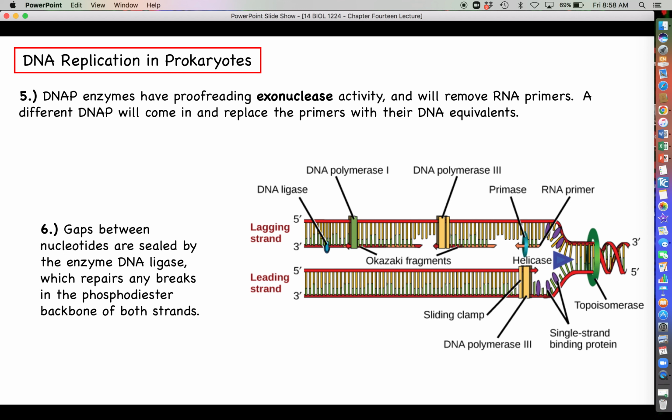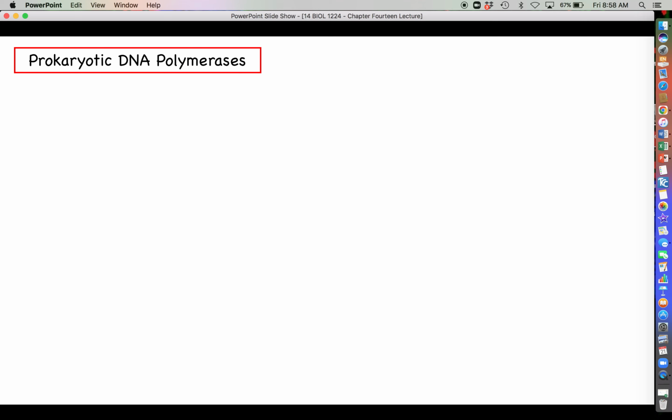And then any gaps that exist between nucleotides get sealed together by the enzyme DNA ligase, which is able to seal the edges and the gaps between any breaks in the phosphodiester backbone of both strands. Okay, so that, in essence, is the DNA replication process. If you can get past the complication that the lagging strand causes for us, it's really not too terrible of a process in terms of keeping track of all the bits and moving pieces.